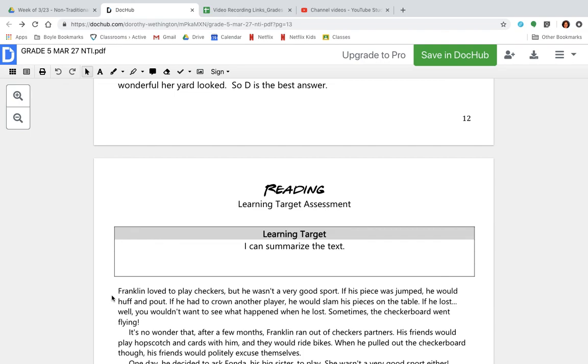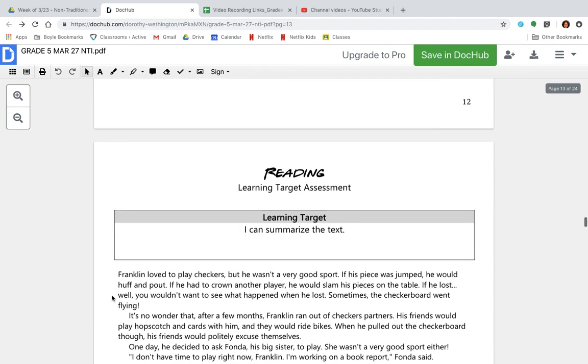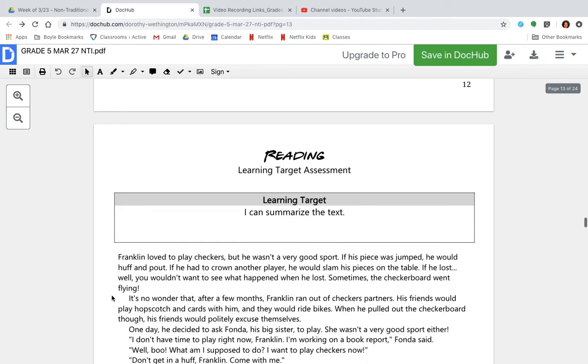Franklin loved to play checkers, but he wasn't a very good sport. If his piece was jumped, he would huff and pout. If he had to crown another player, he would slam his pieces on the table. If he lost, well, you wouldn't want to see what happened when he lost. Sometimes the checkerboard went flying.